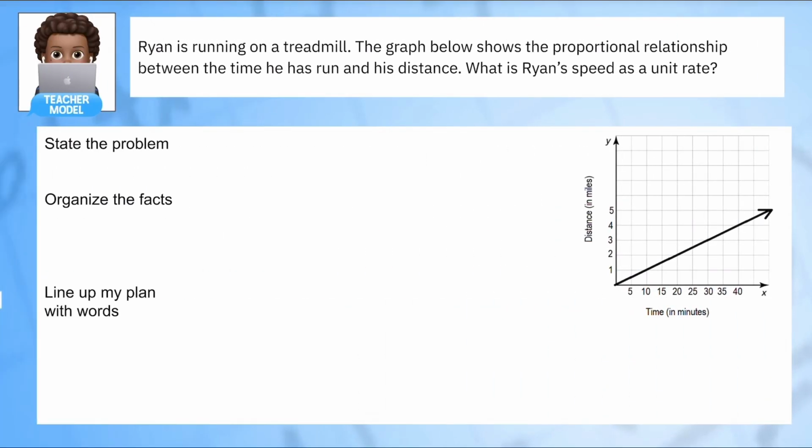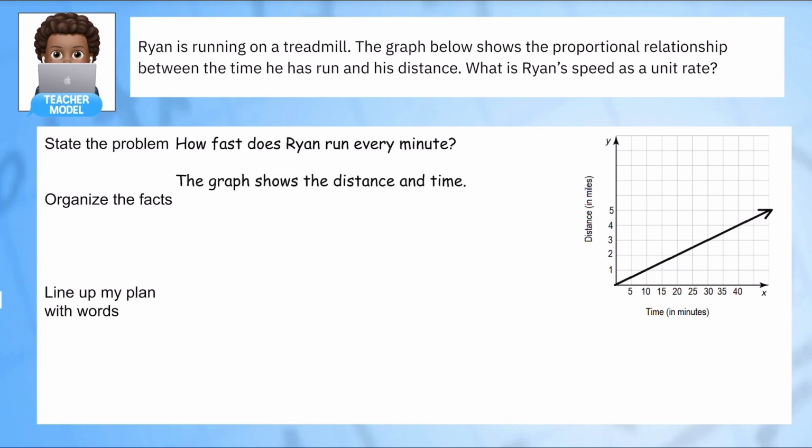Here's our first problem. Ryan is running on a treadmill. The graph below shows the proportional relationship between the time he has run and his distance. What is Ryan's speed as a unit rate? So because they're asking what is the unit rate, they really mean how fast does Ryan run every single minute. And because this is proportional, we know that this means that it's a constant rate. And we can see it on the graph. You can see that it is just a constant rate between the speed and the distance.